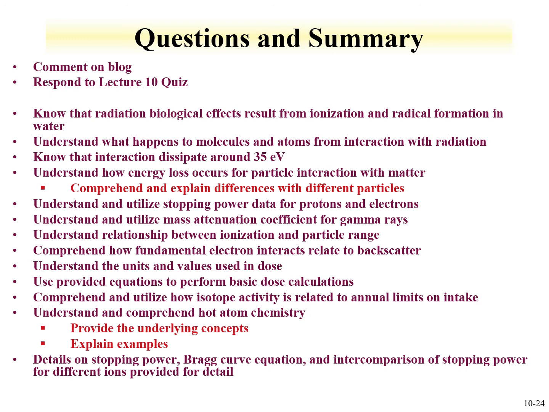You should understand how energy loss occurs for particles' interactions with matter, comprehend and explain the differences with different particles: protons, charged particles, electrons, photons, and neutrons. You should understand and utilize stopping power data for protons and electrons. This is the same for mass attenuation coefficients for gamma rays. You should understand the relationship between ionization and particle range. Comprehend how fundamental electron interactions relate to backscatter, as backscatter is a method that can be used for chemical analysis.